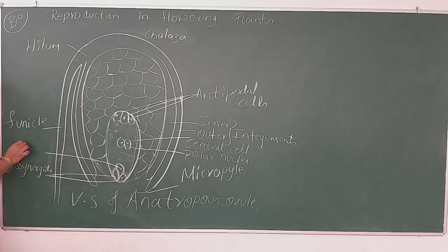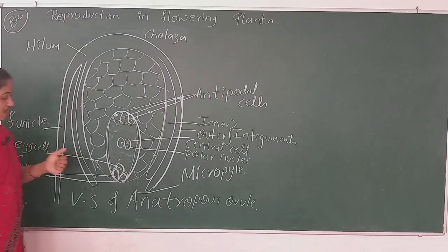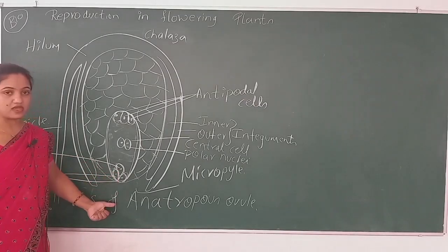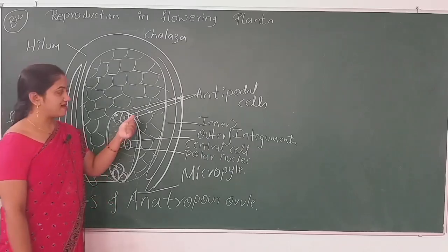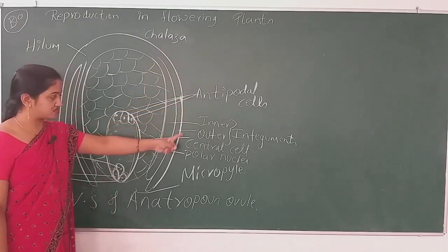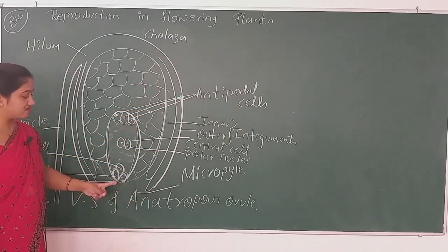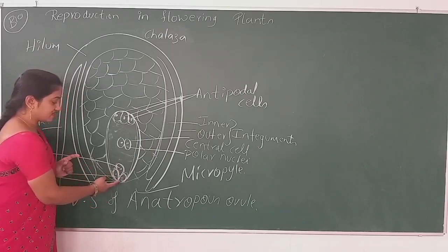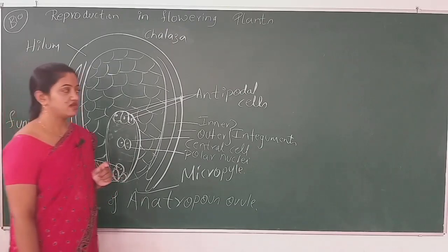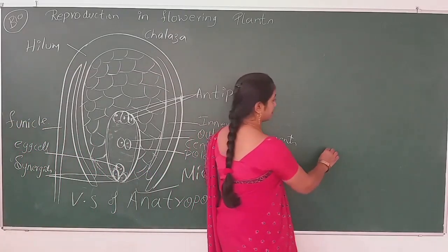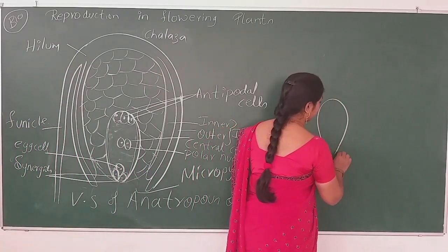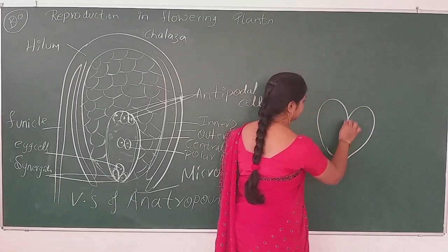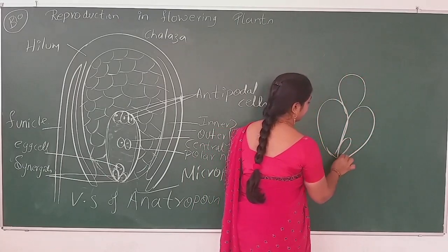This cell is known as the egg cell. The synergids and egg cell are known as the egg apparatus. This egg apparatus is present towards the micropylar region. When the pollen tube enters from the micropylar region, it enters through the synergids. The synergids have finger-like projections. Those finger-like projections help in guiding the pollen tube to enter inside the sac.